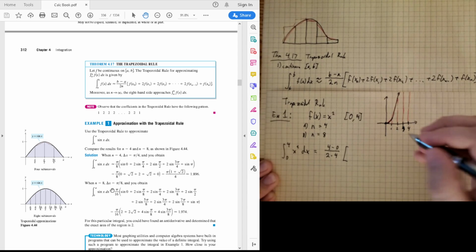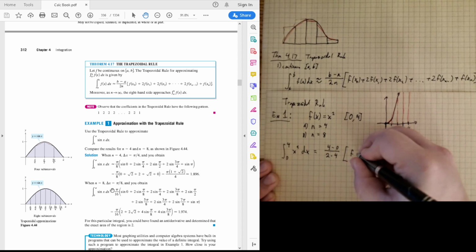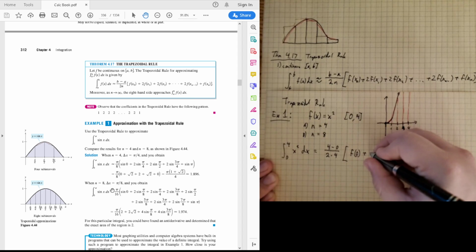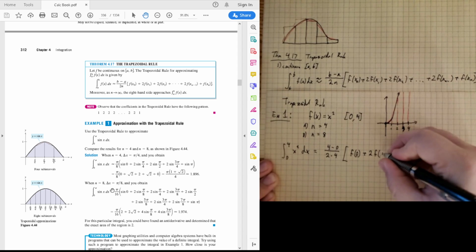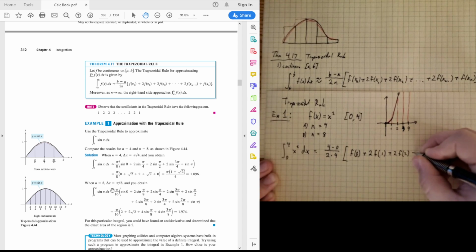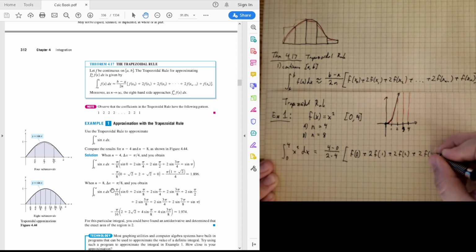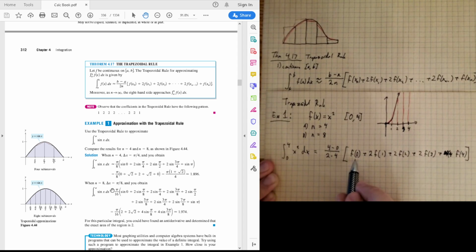f of x sub 0. f of x sub 0 means f of the first value. So f of the first value, this will be f of 0 plus 2 f of the second value. Well, my second part of the box is at 1, plus 2 times f of 2 plus 2 times f of 3 plus 2 times f of 4. 4 is our last value, so that means it's not 2 times, it's just f of 4. Remember, the first term and the last term are just singulars, everything else is 2.